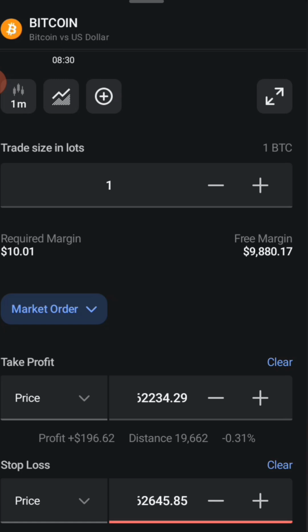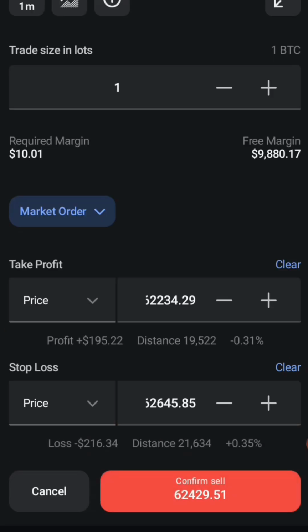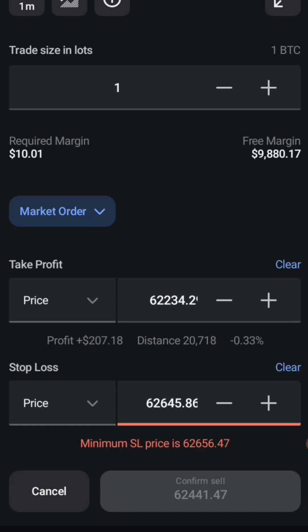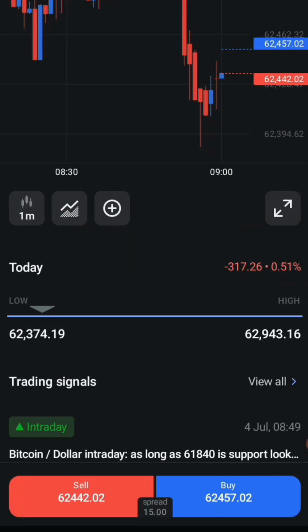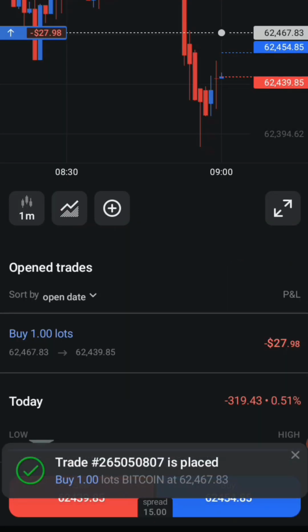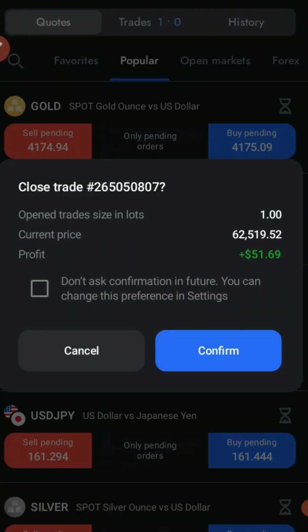And make sure to set your stop loss and take profit unless you are just gambling. If you don't set these things, it means you are just guessing. You are not doing what we call Forex trading. So when you set your take profit, you are on the safer side.